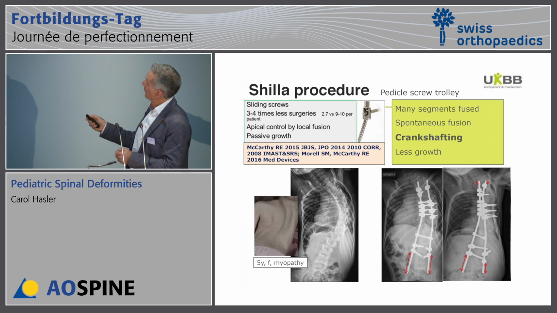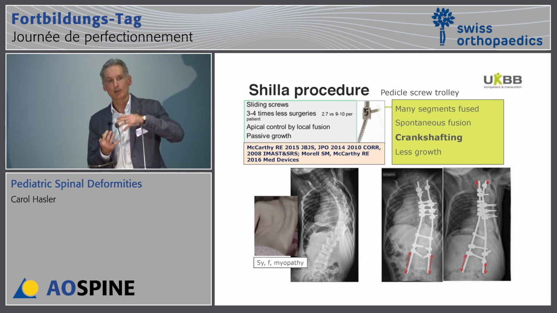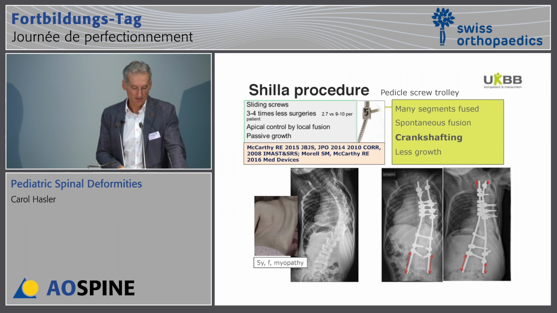And you see it works, but it has one downside. The apex is rotated. So this is called the crankshaft phenomenon. So with further growth, there is anterior growth, and the whole thorax is rotating to the lateral side.